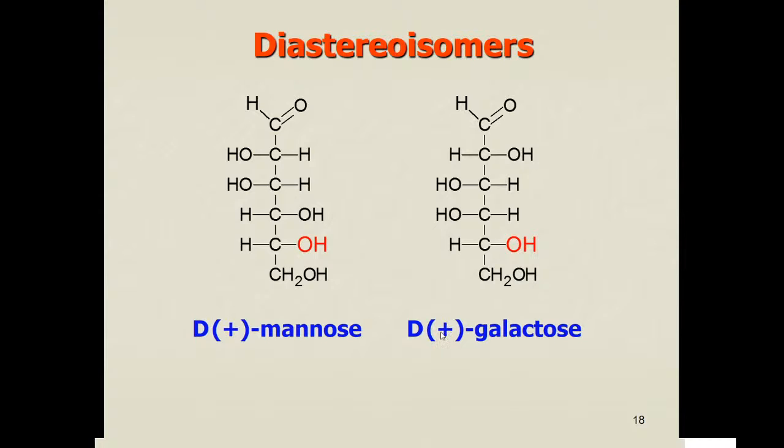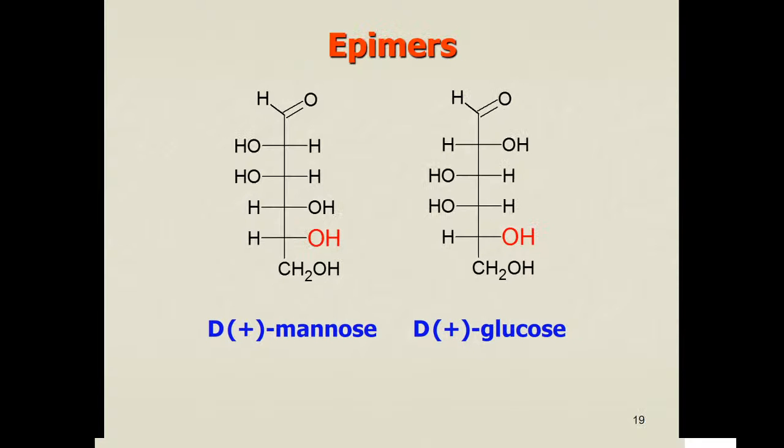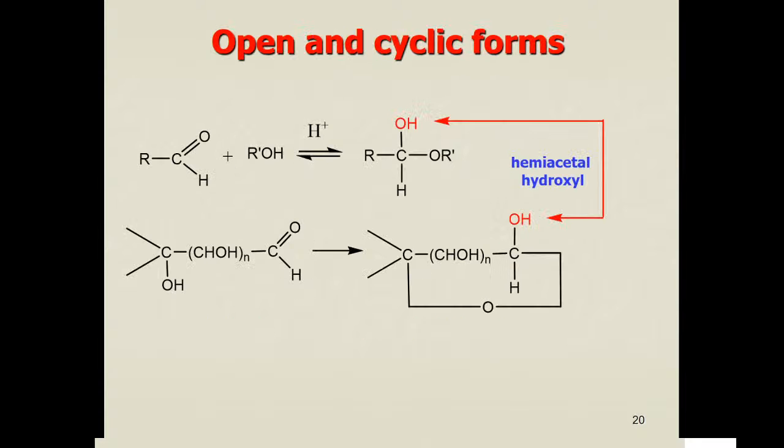There can be a situation where there are two asymmetrical atoms with OH group positions different. There can be a situation where just one is different. For example, mannose and glucose differ only in the second OH group position. Such type of diastereoisomers is known as epimers. It's one of the diastereoisomers.